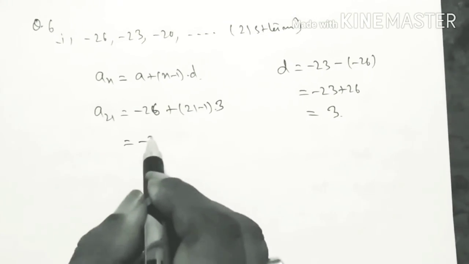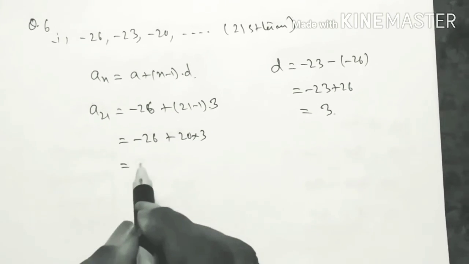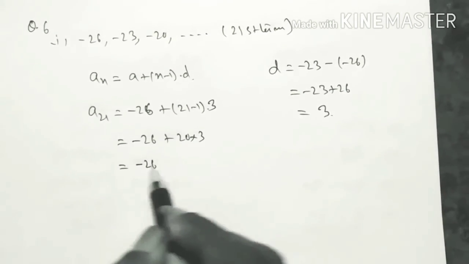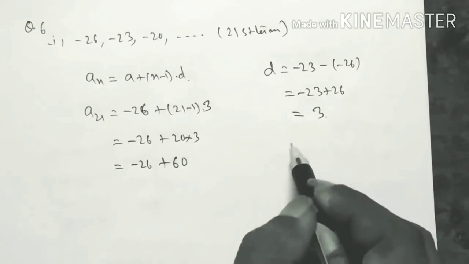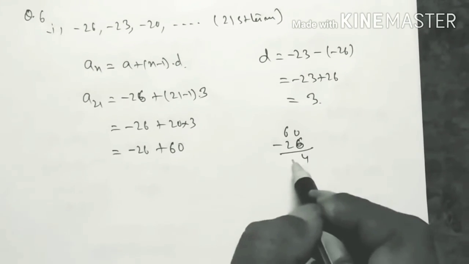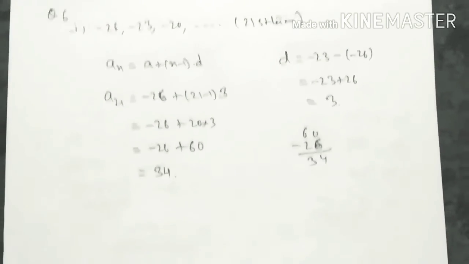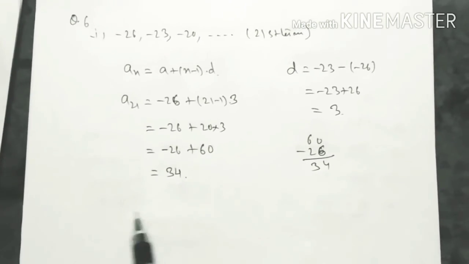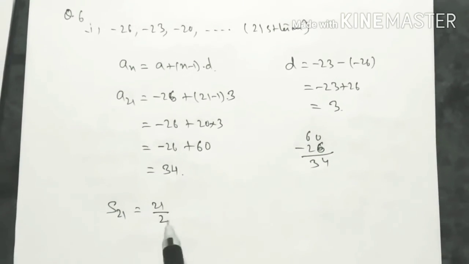Now this is equal to minus 26 plus 20 into 3. And so this is equal to minus 26 plus 60. So 60 minus 26 comes out to be 34. That is equal to 34. This is the first part, and your second part is S21, that is 21 by 2.